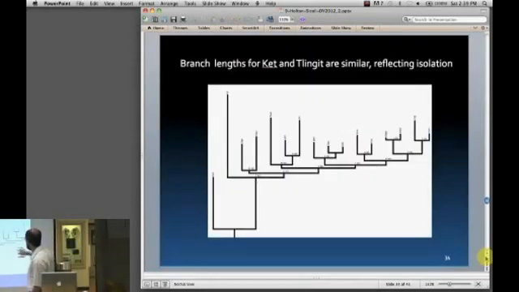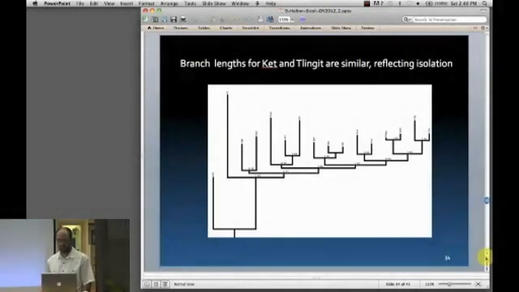Similarly here, this is just another way of looking at it where we can actually see the branch lengths a little better, and I know you can't read those. I apologize, but the branch length here for Tlingit, branch length for Ket. If I reroute the tree on Tlingit, I get a similar sort of result. Again, what we're seeing is that Tlingit and Ket are very different.